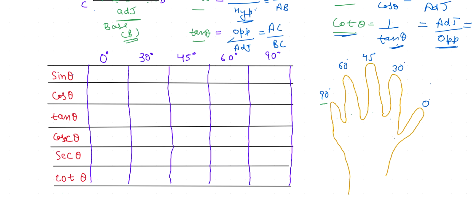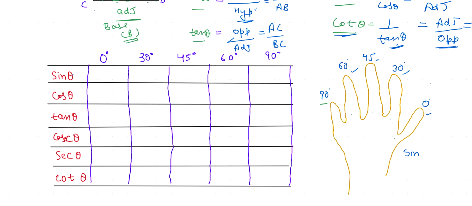So just look at this palm. I have marked the thumb as 0 degree, the next finger to the thumb as 30 degree, the middle finger as 45 degree, the next as 60 degree, and the little finger is marked as 90 degree. Clear? So we will start with sine theta.